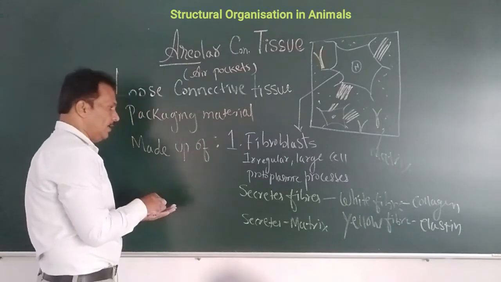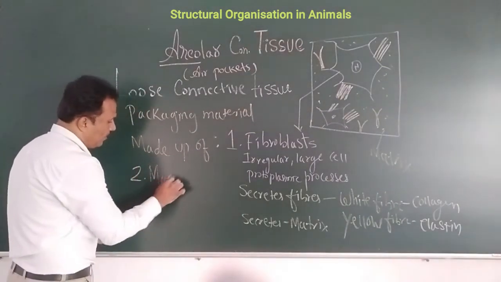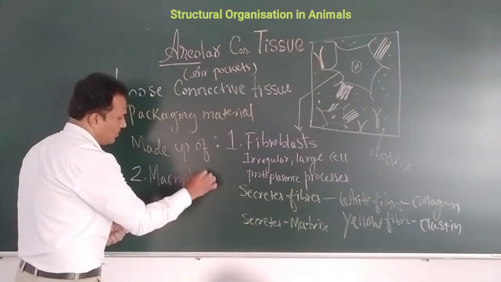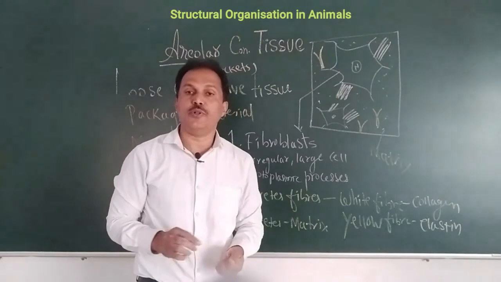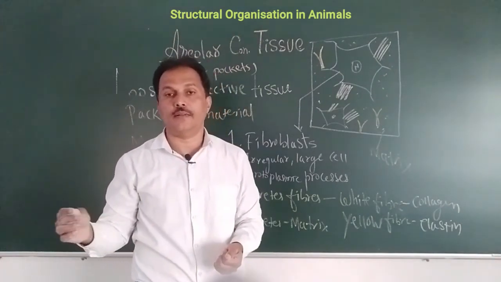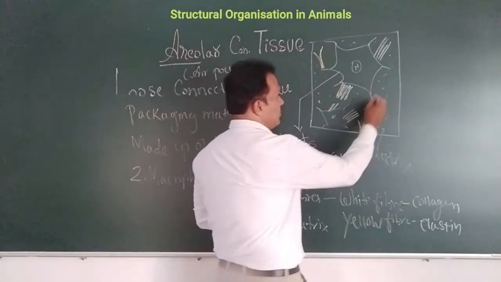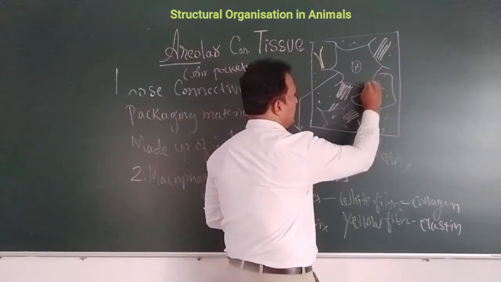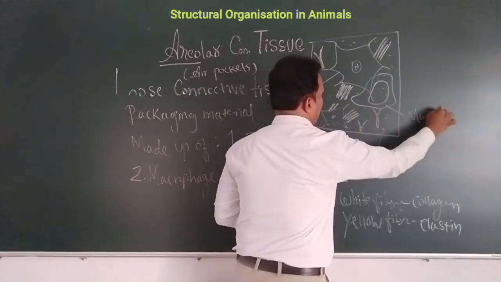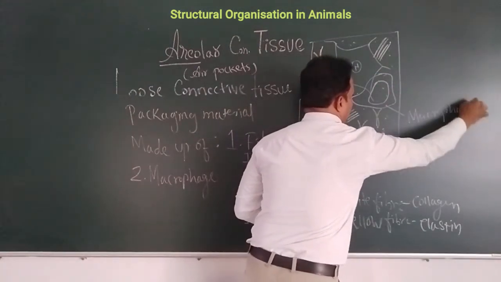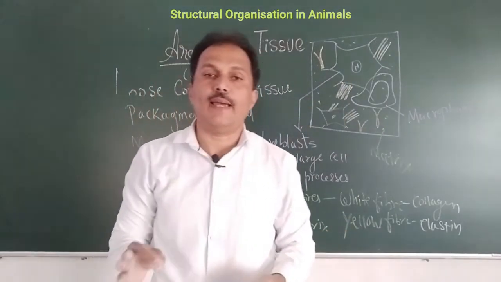The second type of cell is known as macrophages. What is a macrophage? It is a large immunity cell or immune cell. I will draw here: this is a large cell with a large nucleus. This is known as a macrophage. What is the function of the macrophage? Phagocytosis is the function of the macrophage.